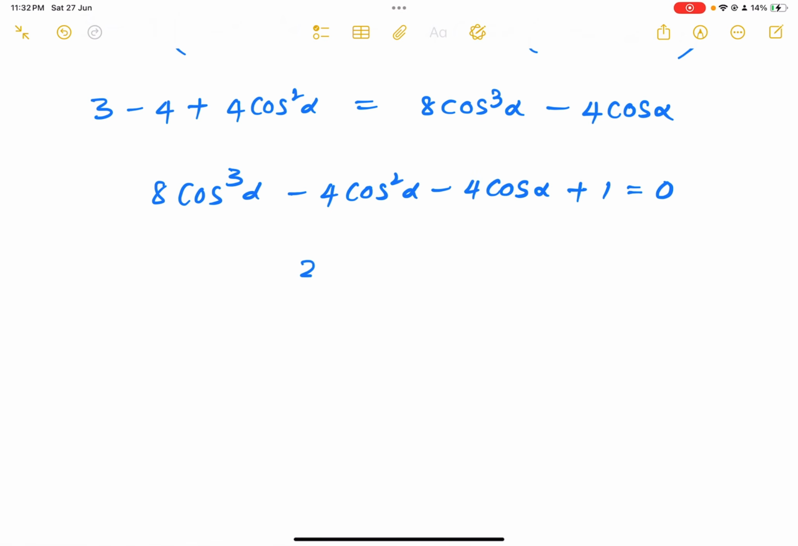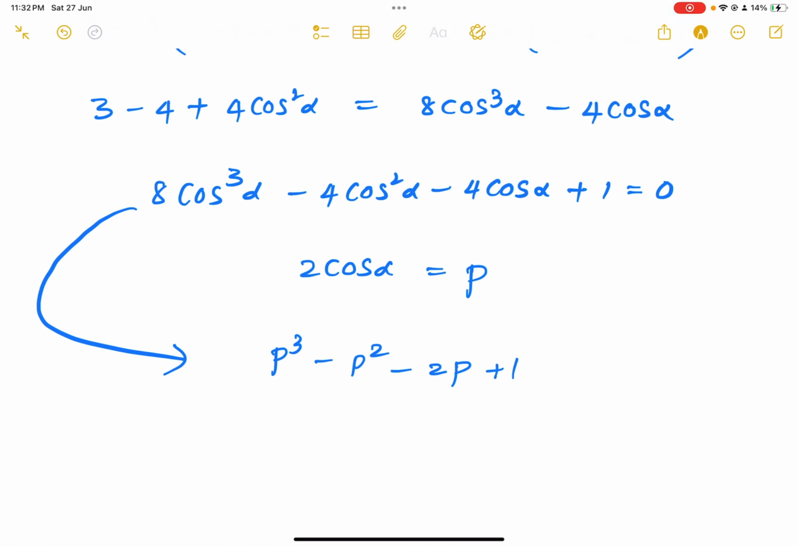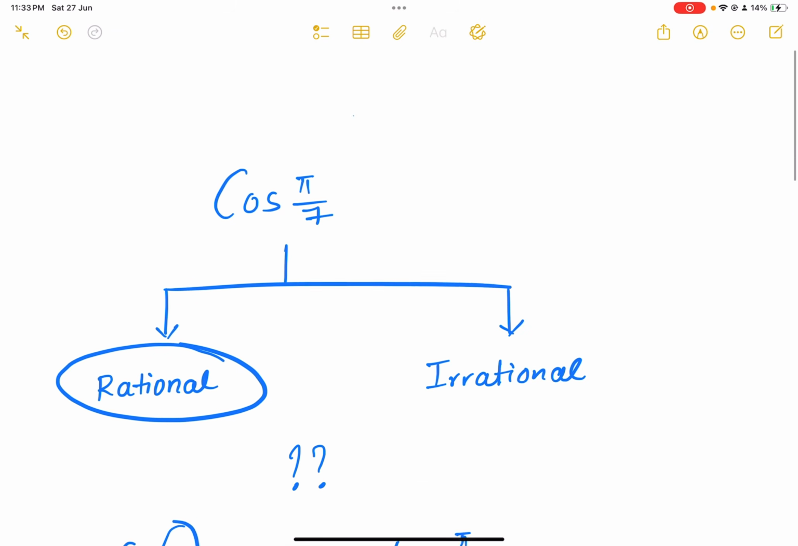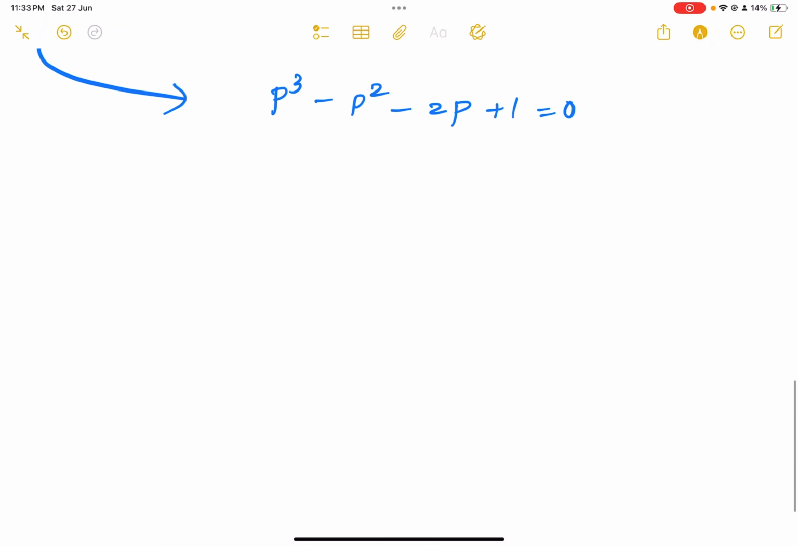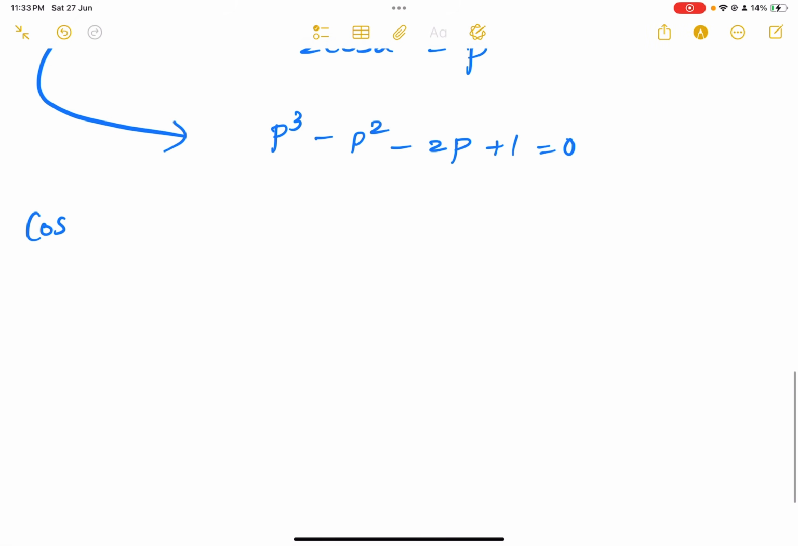Now let us consider 2 cos alpha equals p. Then this equation will become p cube minus p square minus 2p plus 1 equals 0. So what is the goal of the problem? The goal of the problem is to prove that cos alpha is irrational.